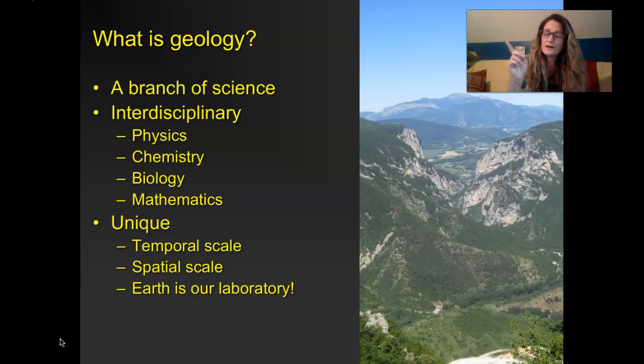Geology is unique. We look at different temporal scales. And what does that mean? That word temporal means time. So time scales. Geological processes occur at different time scales. Think of like a meteorite impact. That's instantaneous. Boom. Instantaneous geologic event. An earthquake is an instantaneous geologic event. A landslide can also be like an instantaneous geologic event. Not all instantaneous geologic events cause death and destruction, but those are good examples. So those are very fast.